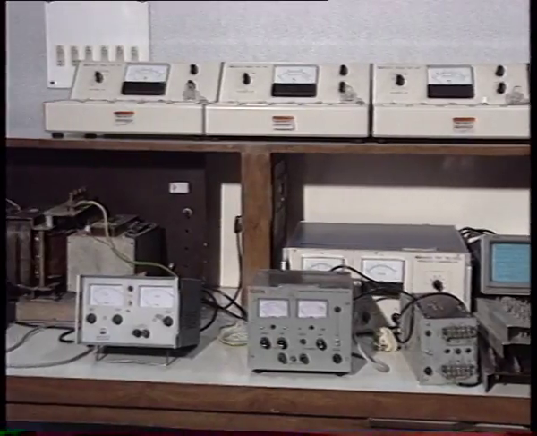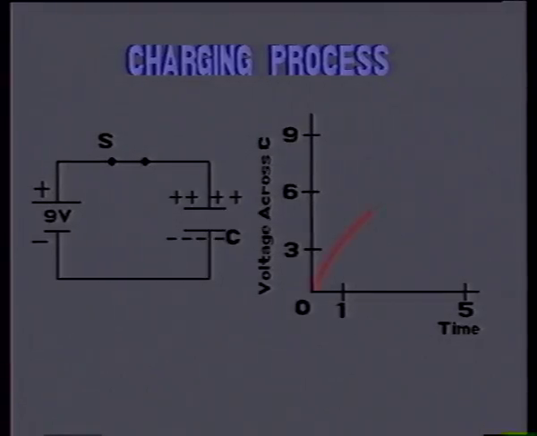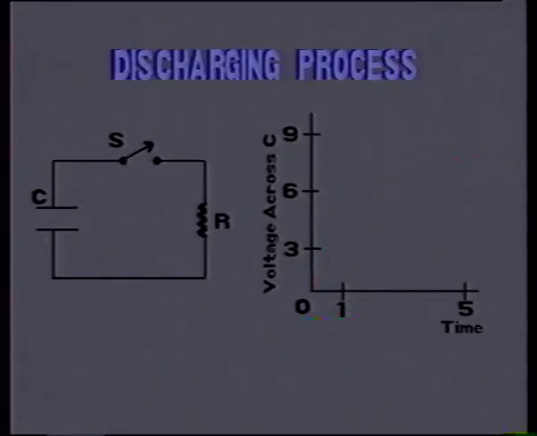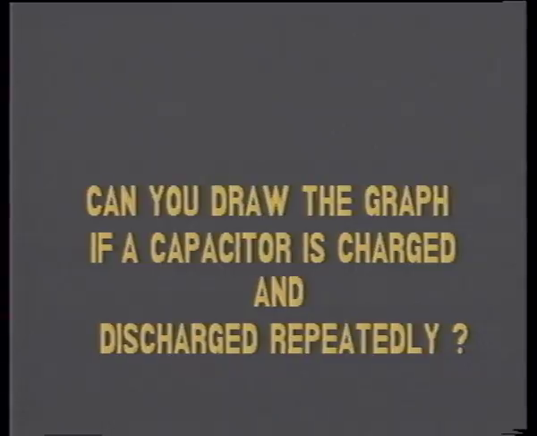If a capacitor is charged, the voltage across it rises. When it is discharged through a resistor, the charge disappears, which is represented by a falling curve. Can you draw the graph if a capacitor is charged and discharged repeatedly?